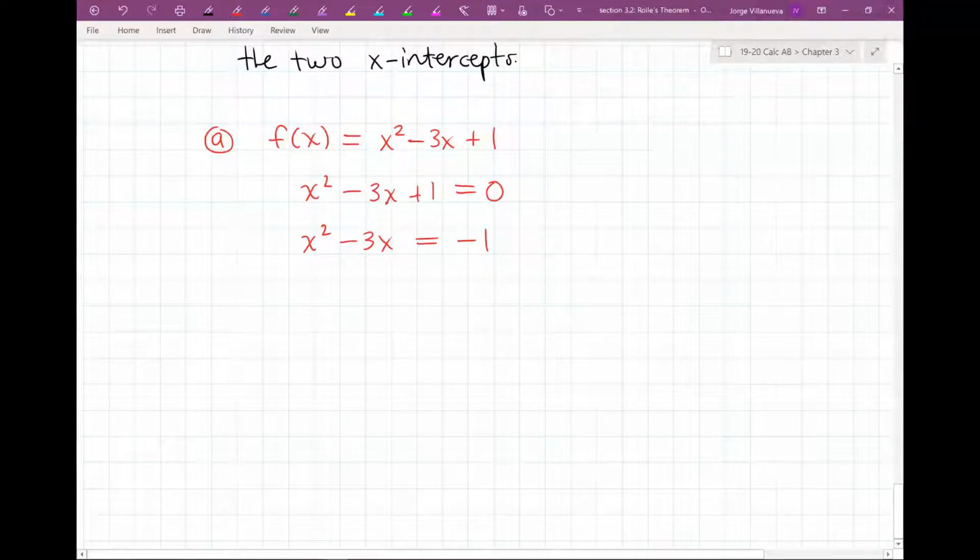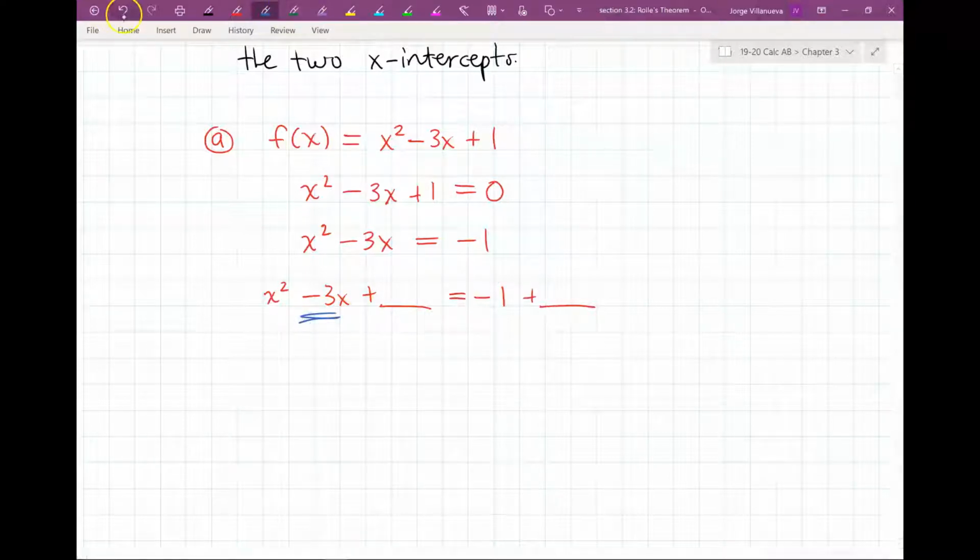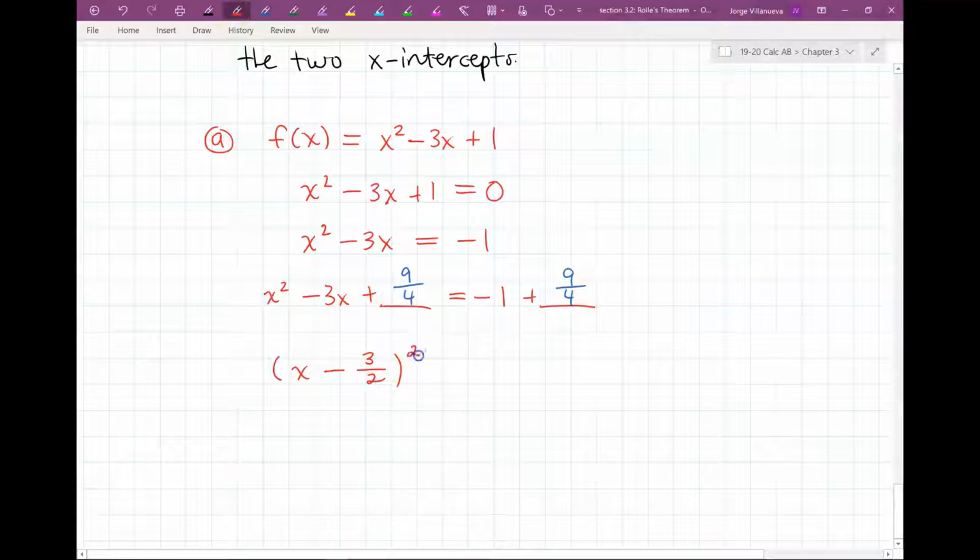Then we're going to have to add on both sides b over 2 quantity squared. So let me write that out here. We've got x squared minus 3x plus something equals negative 1 plus something. Now that something comes from your b term, which is negative 3. You take it, divide it by 2 and then square it. So that's 9/4. And now we factor. So this will come out to x minus 3 over 2 quantity squared equal to 5 over 4.